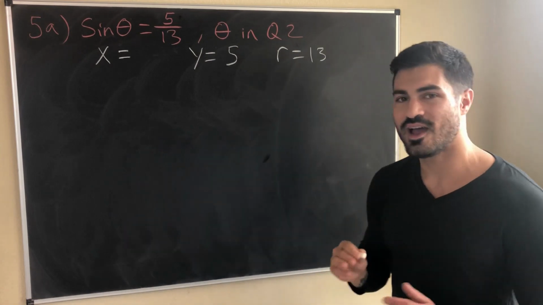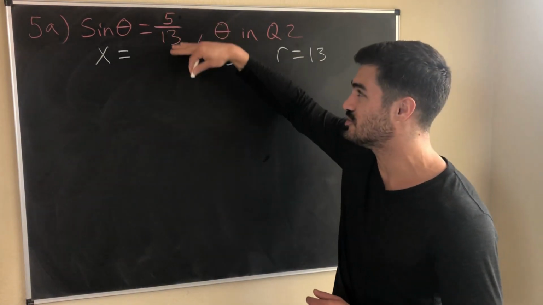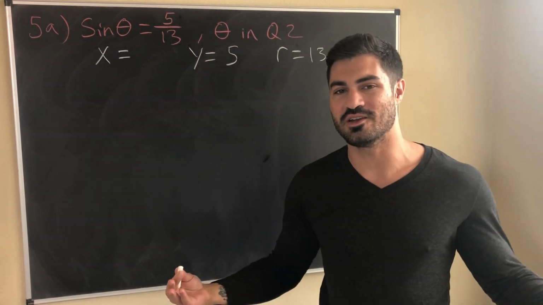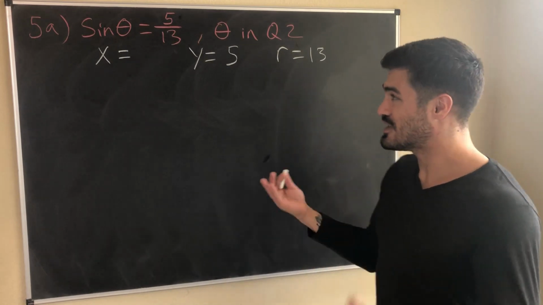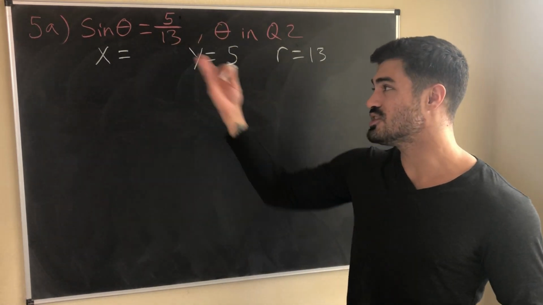And wait a minute, how do we know that y is not negative 5 and r negative 13? Because that would still give us a positive, right? A negative over a negative. Well, because r is never negative. R is always positive, so that's how we know it. So if sine is positive, then y is definitely positive. So we just need to find the x now.